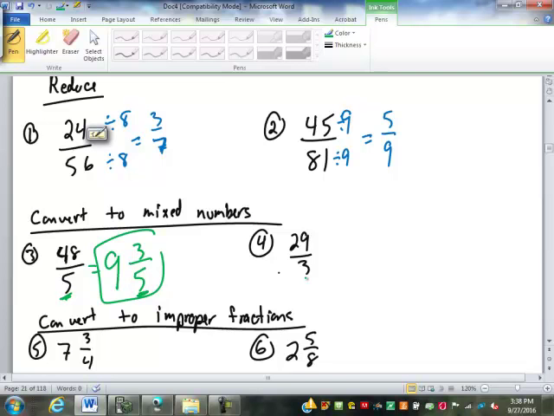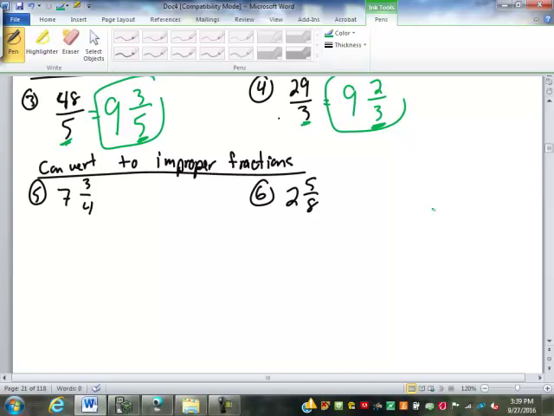So 29/3 is going to become what? How many whole objects? 3 goes into 29 9 times again with how many? That's 27, so how many left over? 2/3. Again, the denominator does not change.